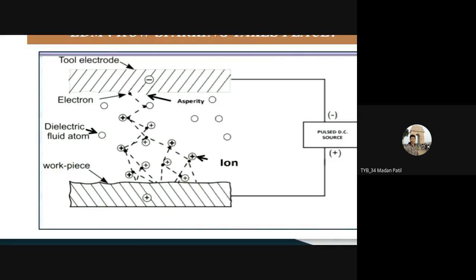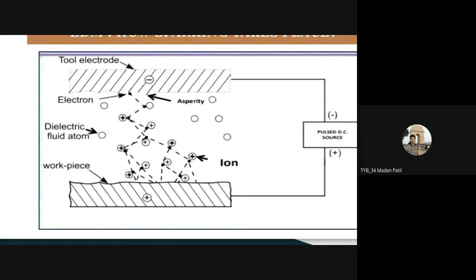And as a result, the spark energy is capable of partly melting and partly vaporizing the material from the localized area on both the electrodes. Localized area means under that spark, from your tool as well as the workpiece. So due to that spark energy, melting as well as vaporization will start, and the material is removed in the form of craters.